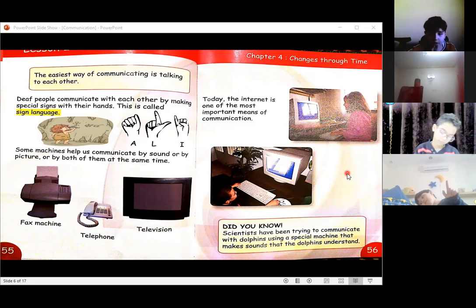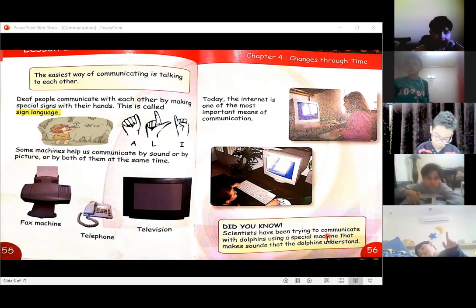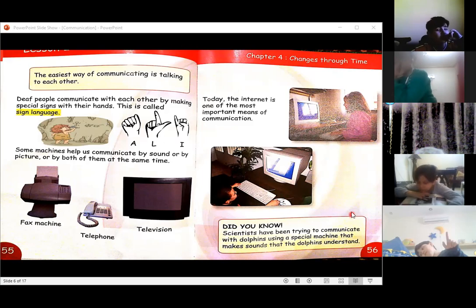Did you know scientists have been trying to communicate with the dolphin using a special machine that may make sounds that the dolphin understands? Now, this is the new method they are trying. They are trying to talk with the dolphin. And now, do you know that they are creating a machine so they can understand what the dolphin is saying? So this is the new technique.